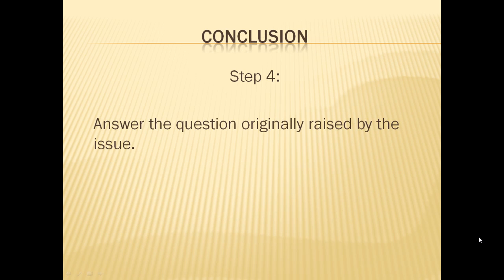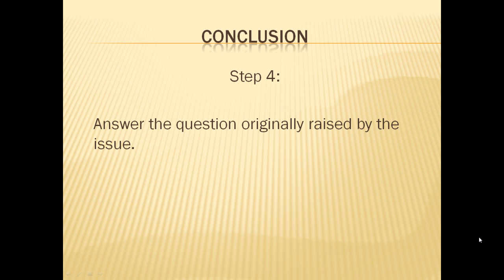The final step of the IRAC method is the conclusion. This is where you answer the question that you originally asked in your issue. Remember, you only reach your conclusion by going through all of the other steps of the IRAC method.